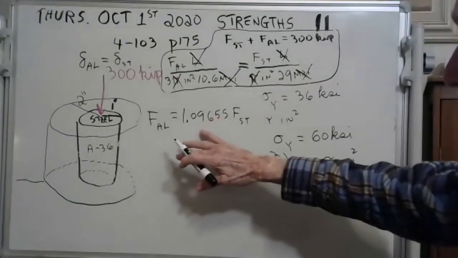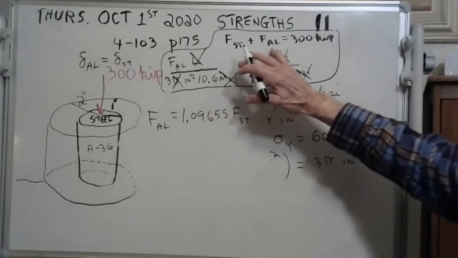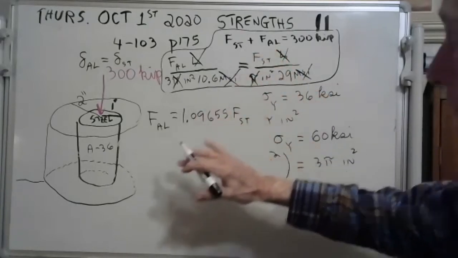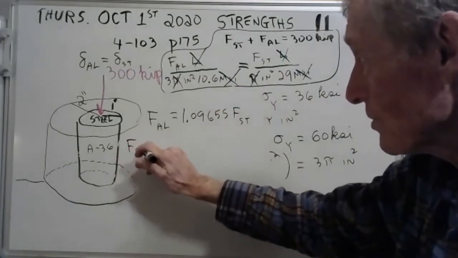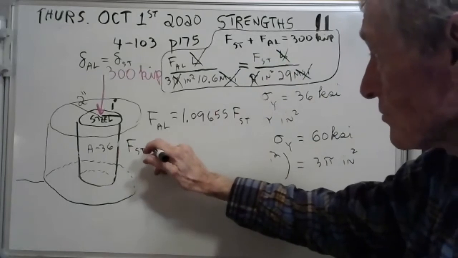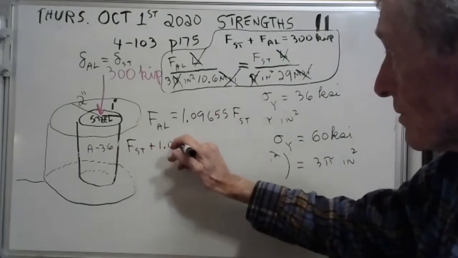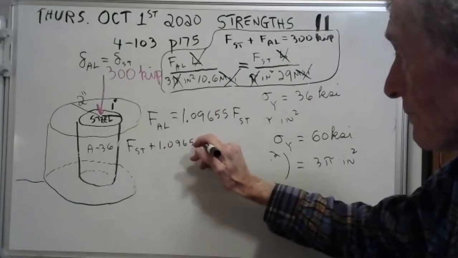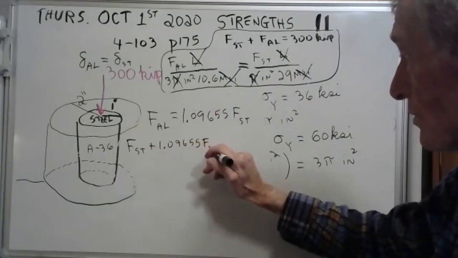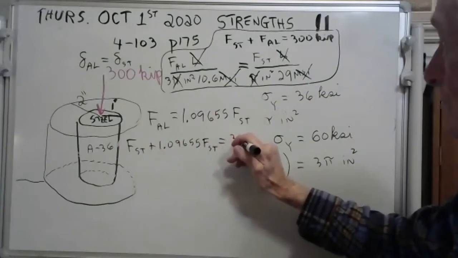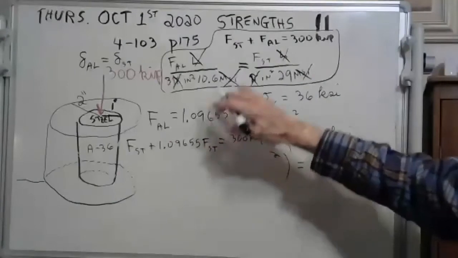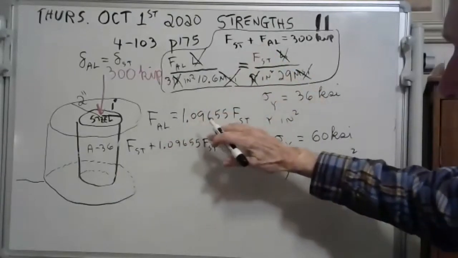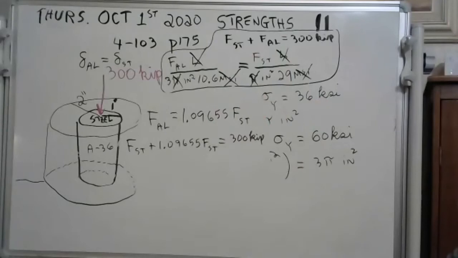Now what I'm going to do is I'm going to substitute that in here for the force of the aluminum. And here's what we'll say. We'll say the force of the steel plus 1.09 blah, blah, blah times the force of the steel equals 300 kips. You see what I did? I substituted the force of the aluminum. I stuck that in there. And now I can solve this. Here it goes. I'm going to solve it.